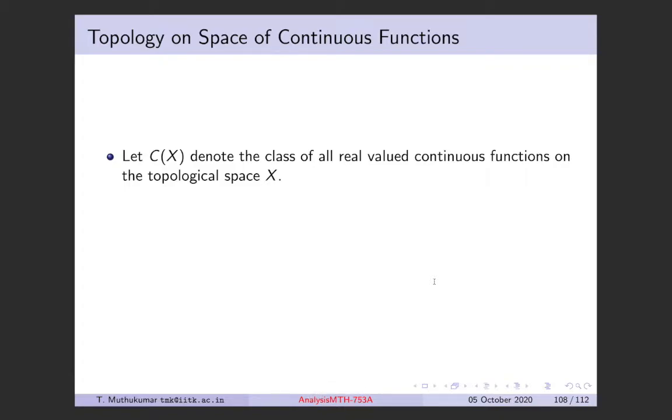Now we denote by C of X the class of all real valued continuous functions on the topological space X. So if X is a topological space, then C of X is the set of all real valued continuous functions from X to R. So the domain is X.